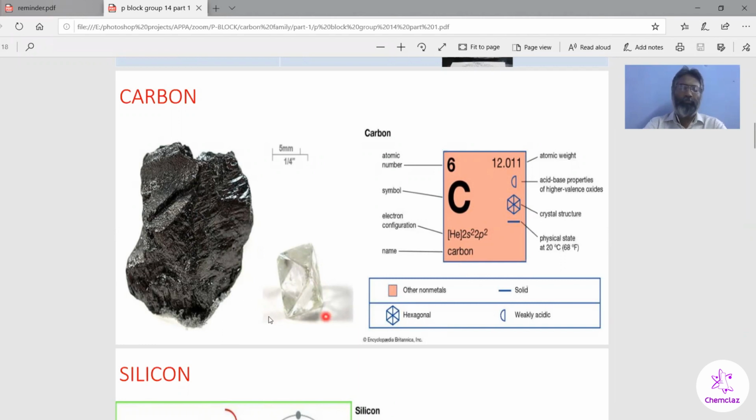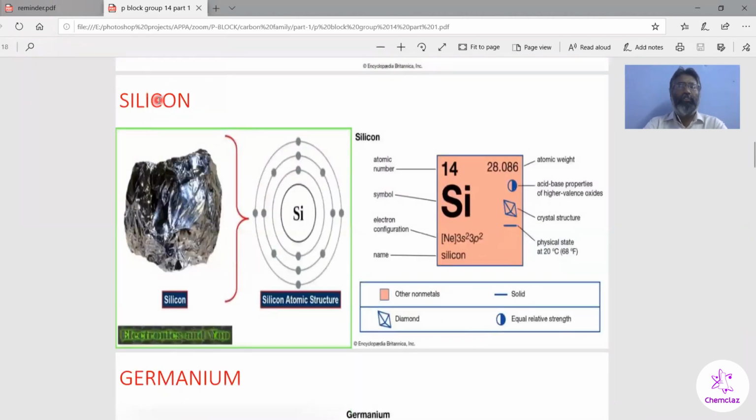The second one is silicon. We have silica, sand, but the color of sand is entirely different from the color of pure silicon. Pure silicon is a blackish substance. You can see this one is pure silicon. Silica is nothing but the oxide of silicon.